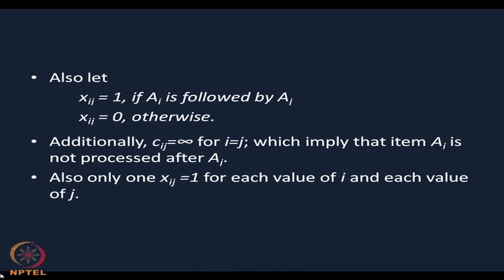Additionally, cij will be infinity whenever i equals j, that is for x11, x22, x33, like this, or for the diagonals of the matrix the cost will always be taken as infinity. And the third point, you see only one xij equals 1 for each value of i and each value of j. So, basically for one case only xij will be 1 and for other cases it will be equal to 0. So, the machine scheduling problem can be represented like this.